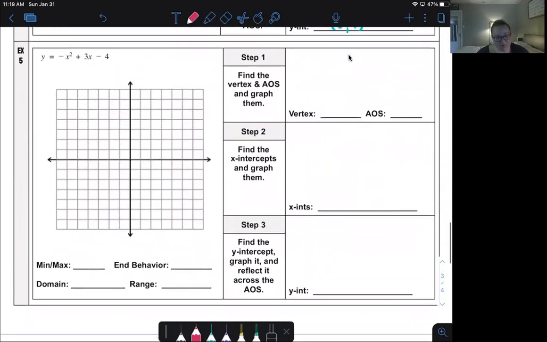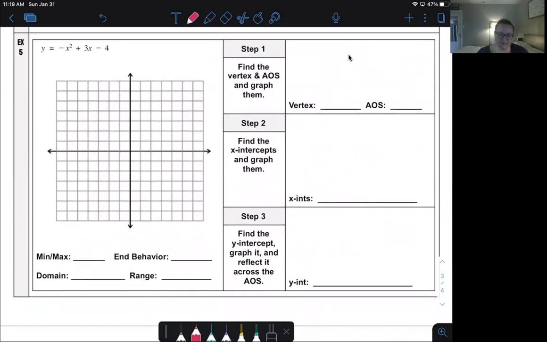All right, so now I want you to try example 5, all on your own. I want you to do this whole thing by yourself. Now notice your leading term has a negative coefficient and an even degree. So what do you expect the end behavior to be? Think about that while you make the graph, and then work your way through step 1, step 2, and step 3. If you can't factor for step 2, remember you can always use the quadratic formula.